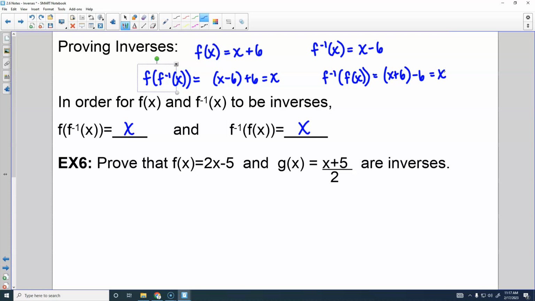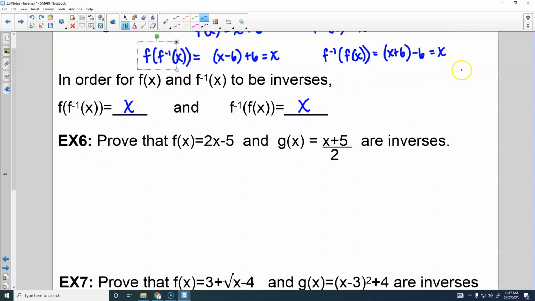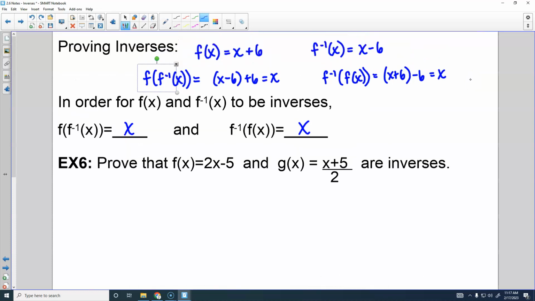So, one thing that you are going to be asked to do is to prove that f of x and g of x are inverses of each other. And so, it is true that I could just switch my x and y's and solve this. And if they match, then it should be right. But when I say prove, what I am wanting you to do is to do f of g of x and g of f of x.